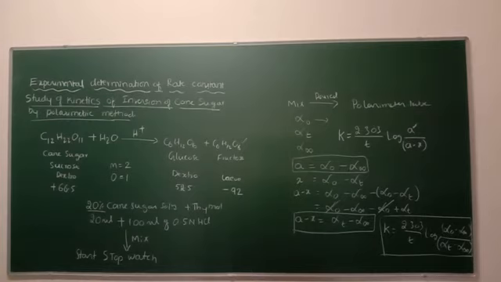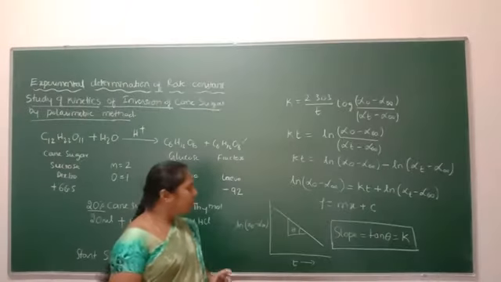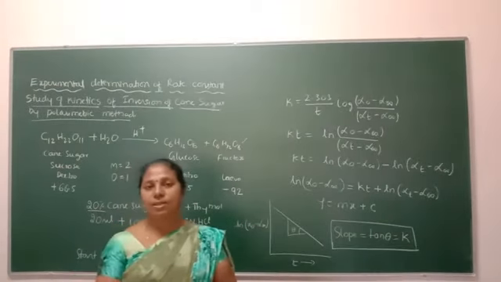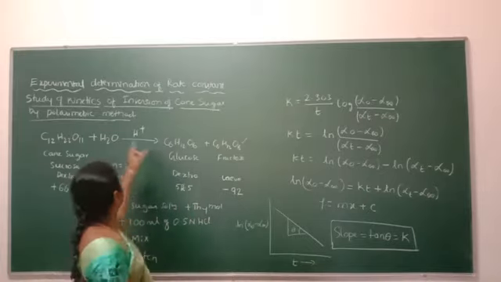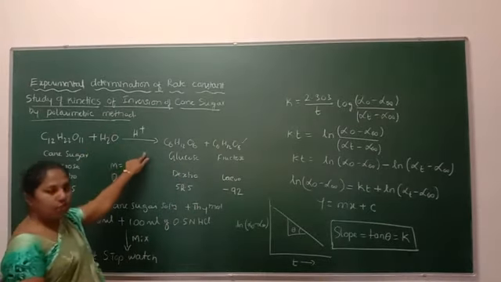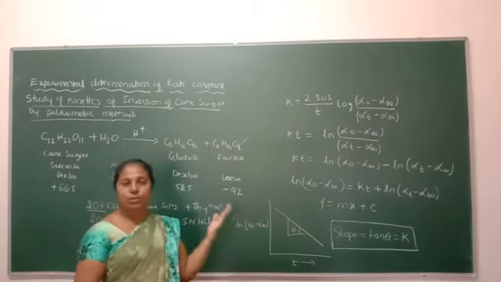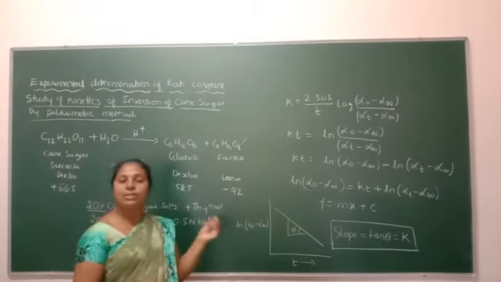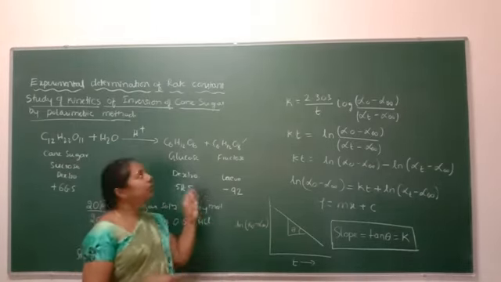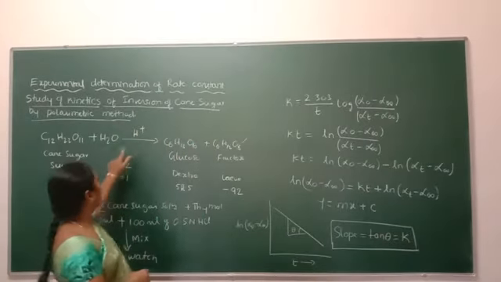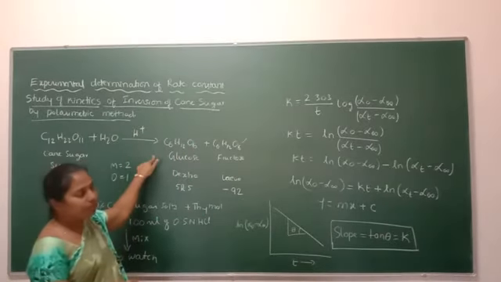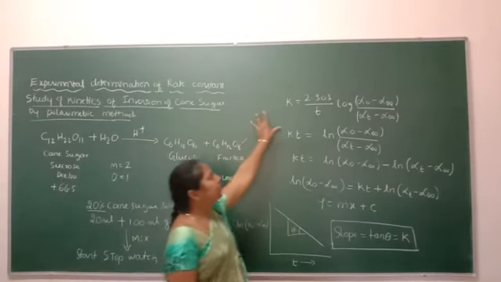We can also determine the value of K by using the graphical method. So now we will find out the value of the rate constant for this inversion of cane sugar graphically. By using the graph also, we can find out the rate constant for this inversion of cane sugar. So for that we need this equation.